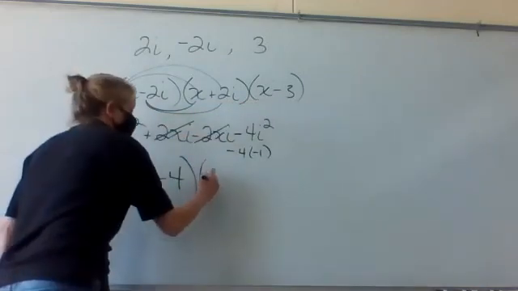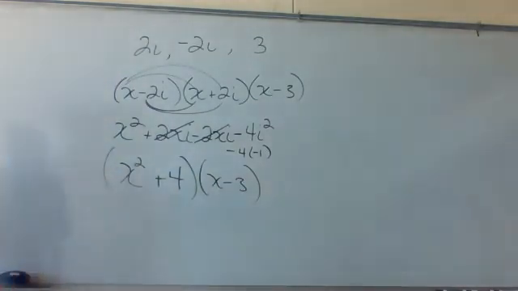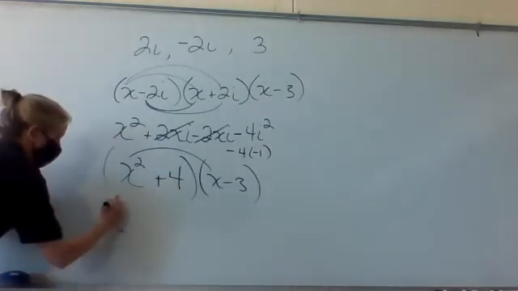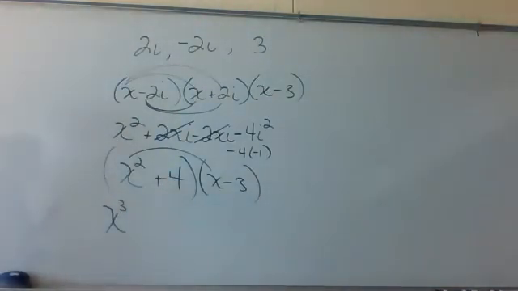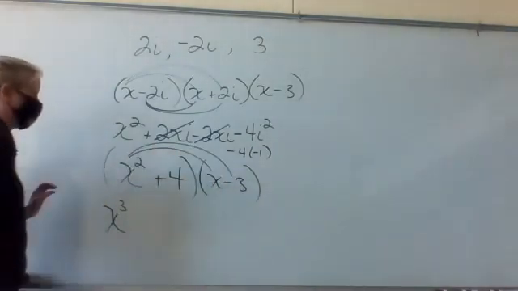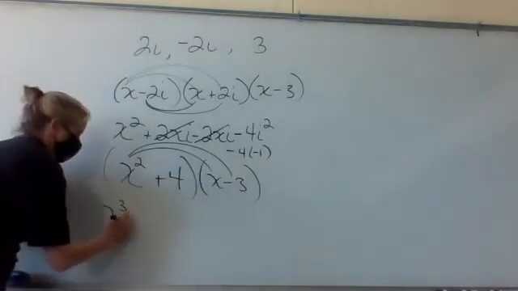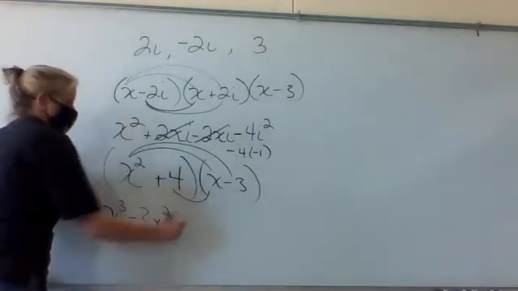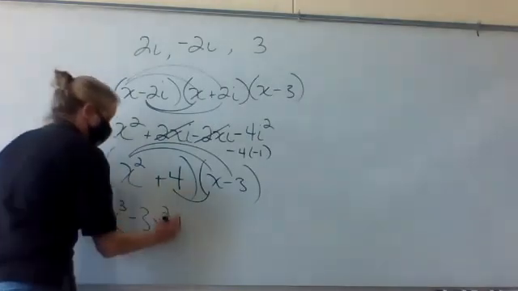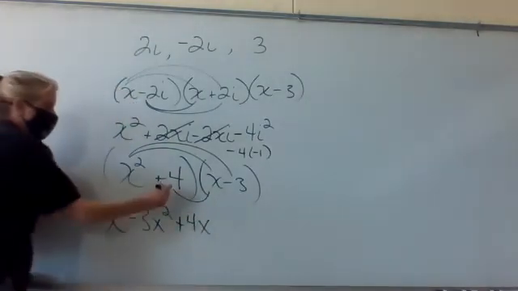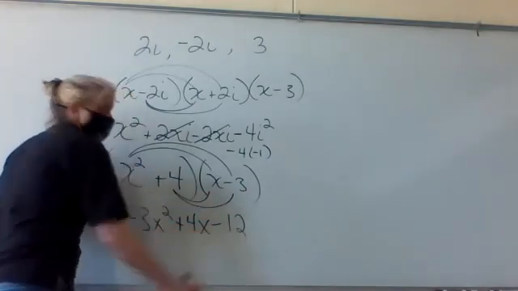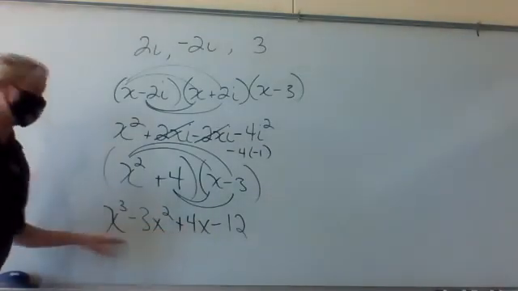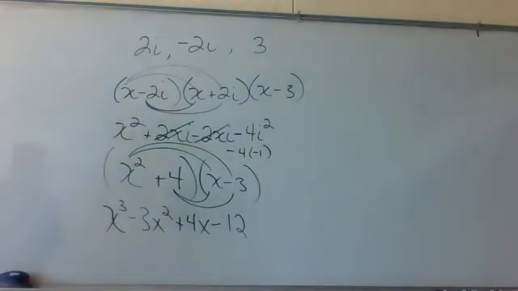Drop down your x minus 3. Multiply them together, and we're done. So x squared times x gives me x to the third. x squared times negative 3 gives me negative 3x squared. 4 times x is plus 4x, and 4 times negative 3 is negative 12. And when I get down here, I notice that everybody's in the right order and there are no like terms. So you're done.